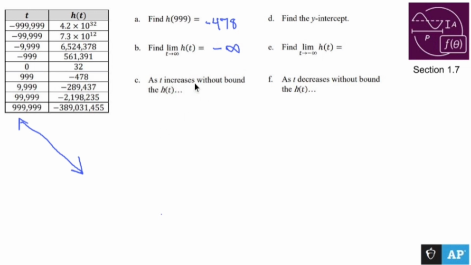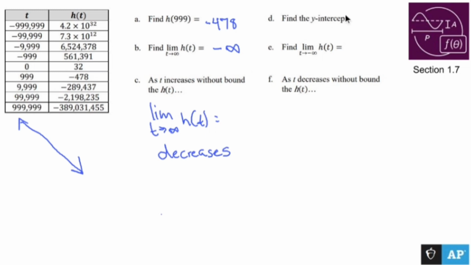As t increases without bound, the h of t, now increases without bound is just fancy talk for the limit as t approaches infinity of h of t, which we already know what's going to happen. I don't know how it wants us to word this, but I stole this problem from the internet, so I'm just going to word it the way I want. We'll say decreases, because we already know it's negative infinity, so we'll just say it decreases and continue to use words.